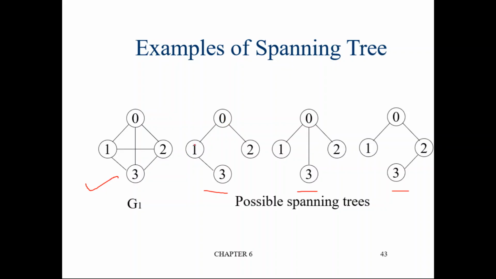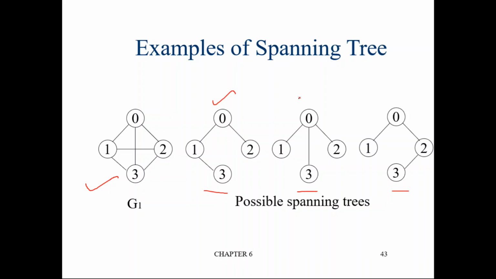From 0 you can go to 1. From 0 you can go to 3, not directly, but some path is there. From 0 you can go to 2. Like that, from any node we can reach any other node. Okay, and it is connected, right? And there is no cycle. So such a tree is called a spanning tree.